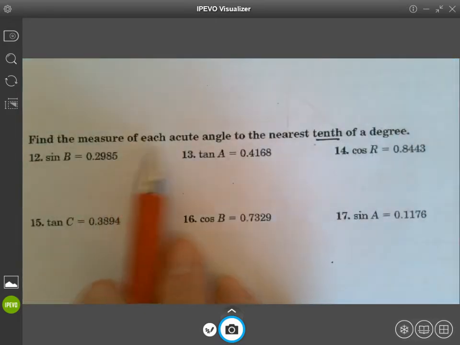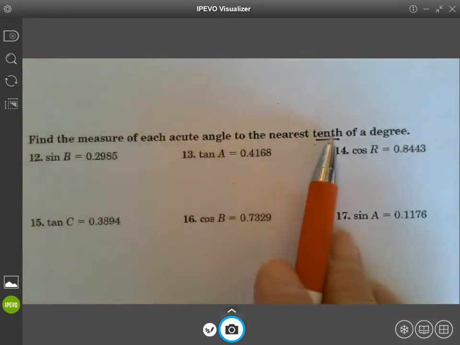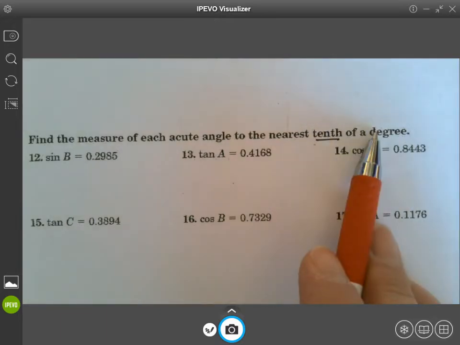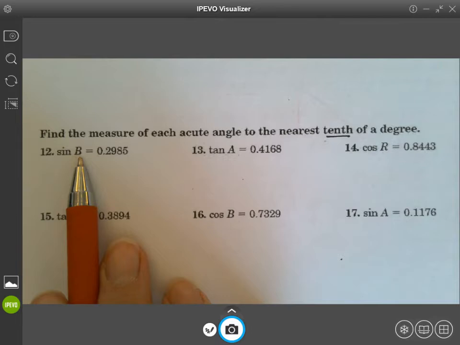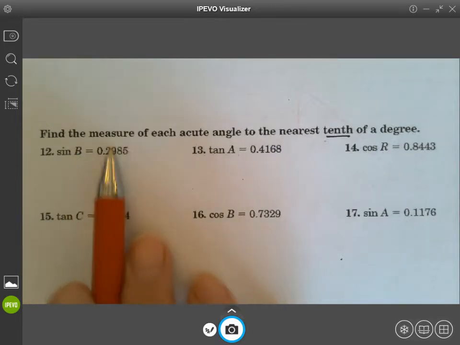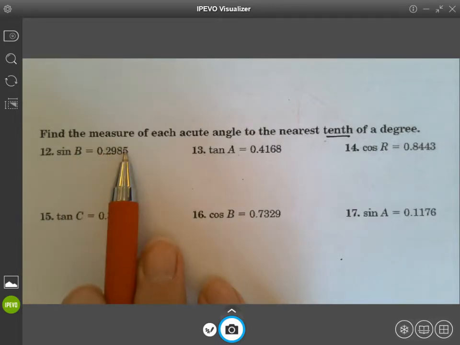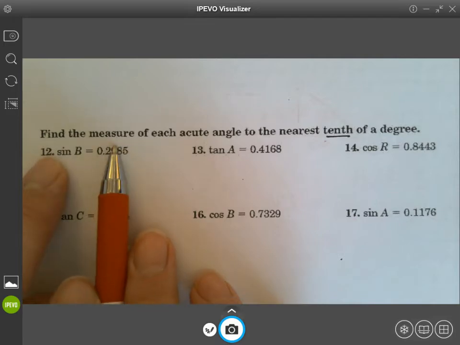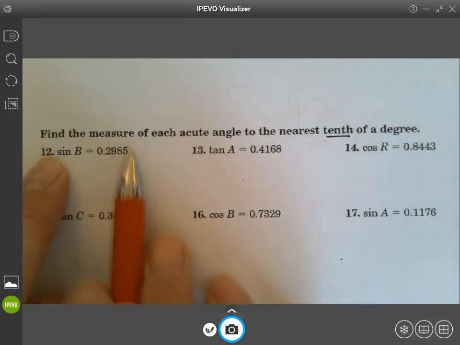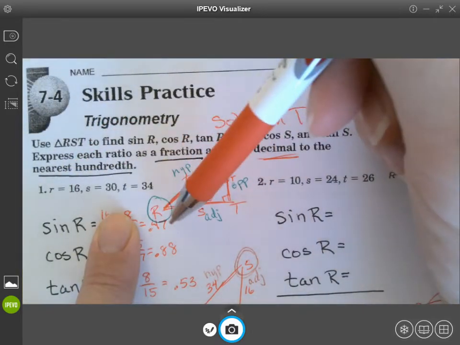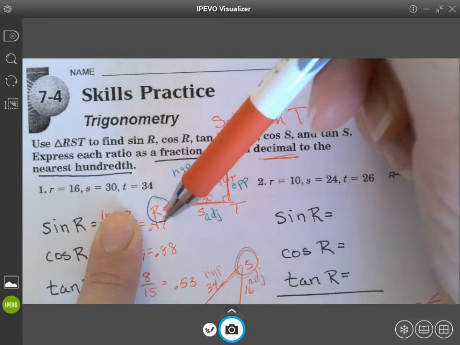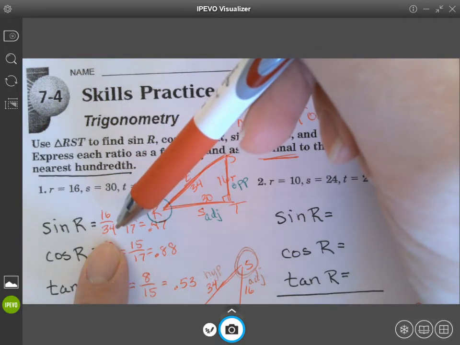Now, the next thing, this is where it's different. We are trying to find the measure of the acute angle to the 10th of a degree. See how I'm missing an angle? What I need you to understand is this was the ratio. This came from sine. It was the opposite over hypotenuse, and this is the decimal answer. So how does this connect? If we come back to here and I cover this up, see how you have sine r equals this decimal 0.47? That decimal 0.47 comes from 16 over 34.